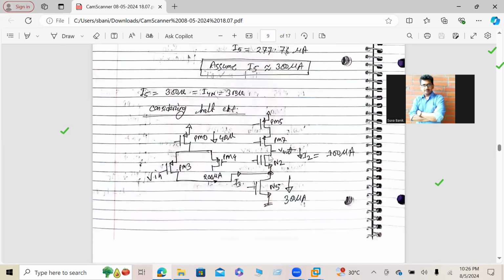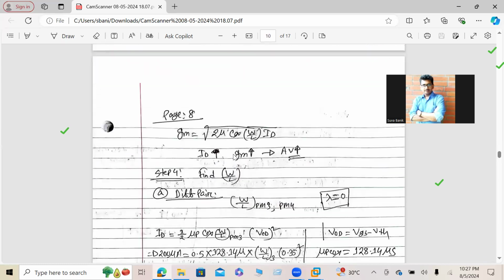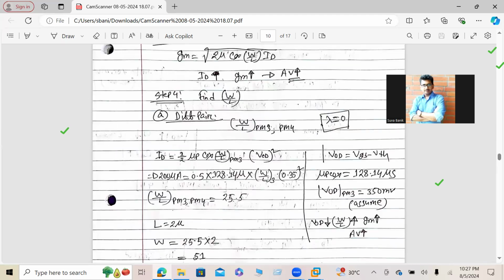So now we know the current in this branch, we know the current in this branch, and we also know the current flow through the PM0. How do we know? As I already explained, the PM3 and PM4 currents are equal, and this current is nothing but the total current of PM0. So if PM3 is 200 micro and PM4 also carries 200 micro, obviously PM0 will be 400 micro, double of 200. It's simple, right? Okay.